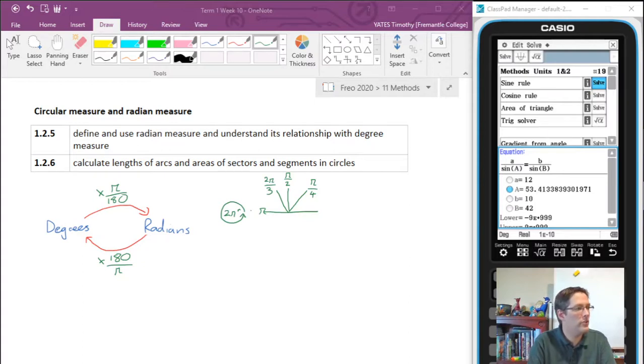So we need to be able to convert between degrees and radians. Other things we've got are our circle formulas. We've got arc length.